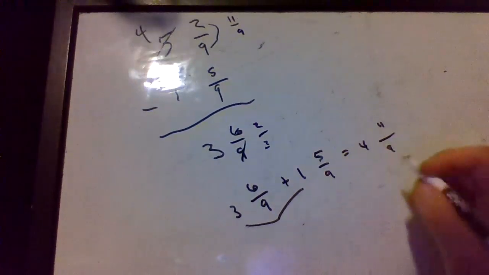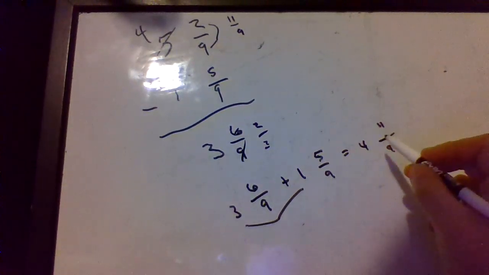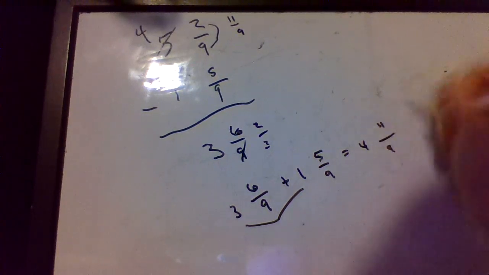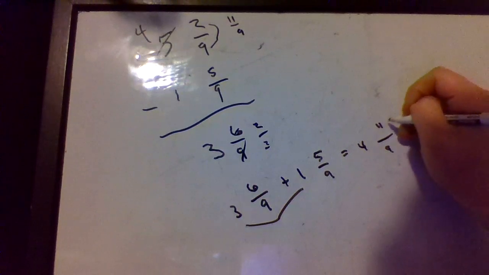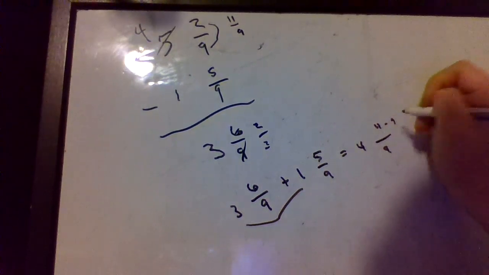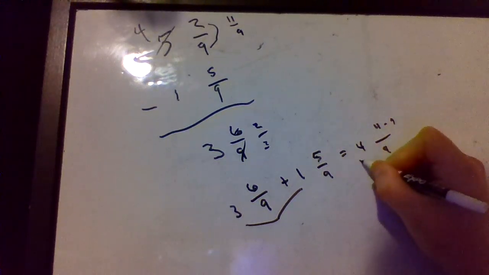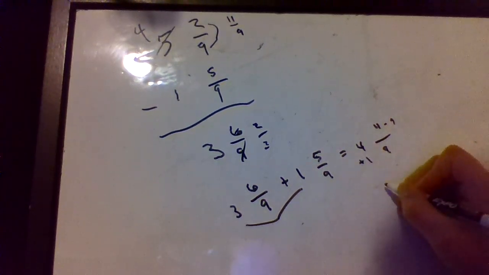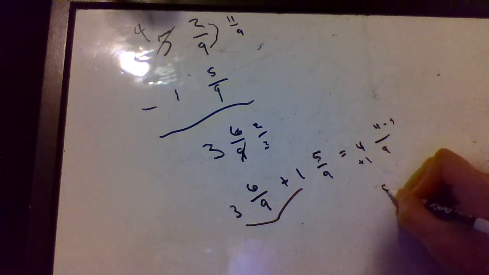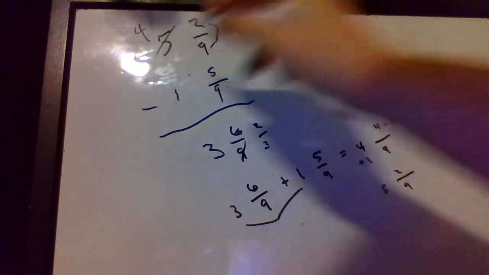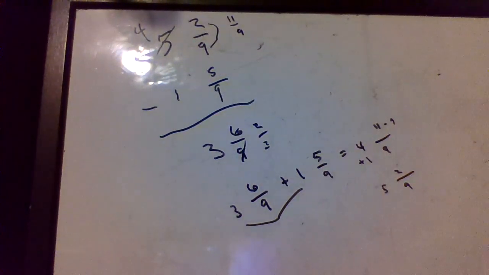Now let's change it out. Instead of adding to the numerator, we're going to subtract from the numerator, our 9. And then since we subtracted, we have to add 1 here. So 4 plus 1 is 5. 11 minus 9 is 2 over 9. So that's what we started with. That's how we know we got the right answer.